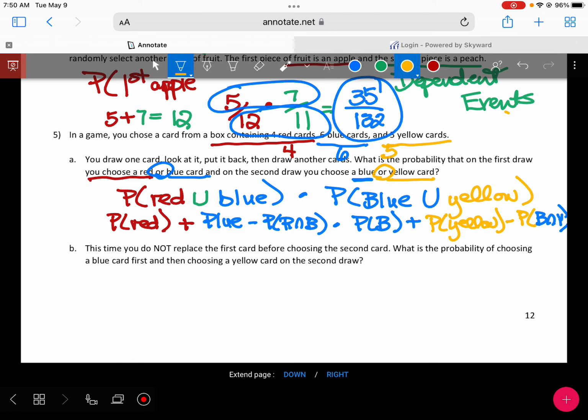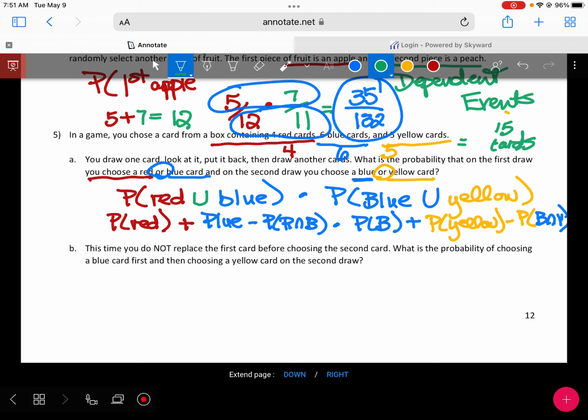Before I can start calculating probabilities, I have to find my total. So how many total cards do I have? Come on, people. How many total? When I say total, that means we need to add. So 4 plus 6 plus 5 is 15. 15 cards total.